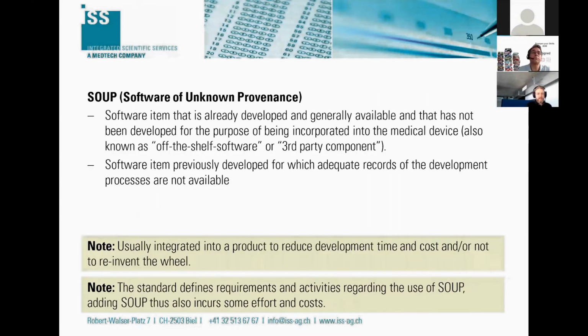Another important concept that's mostly specific to the standard is SOUP. That's software of unknown provenance, which essentially boils down to third-party components that haven't been developed by the legal manufacturer or not according to one of the recognized lifecycle standards, in this case the 62304, or if it has something the legal manufacturer doesn't have the documentation for and still doesn't know if it's been done compliantly.